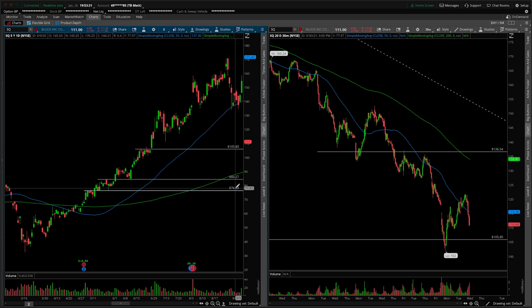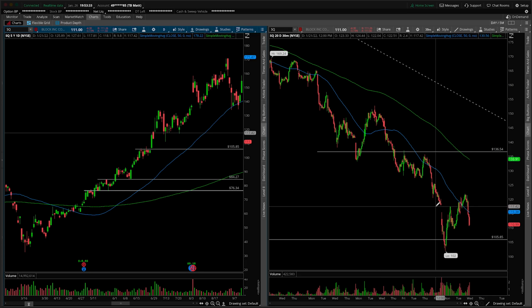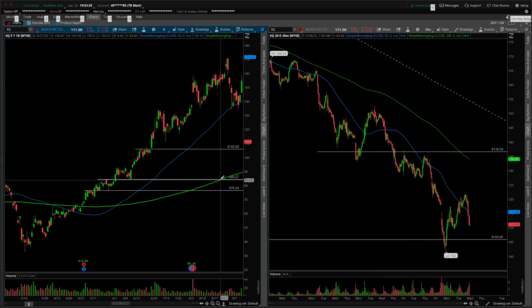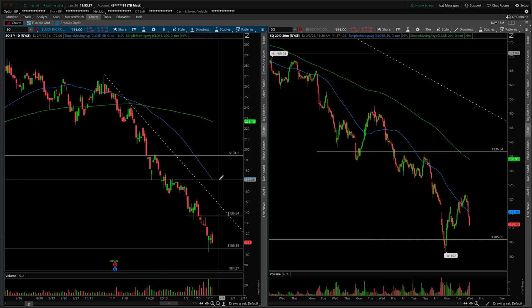Now, don't get me wrong. I'm not saying that we go there into the end of the week. I'm just pointing out where the structure is. We want to be aware if there's some sort of massive downturn.